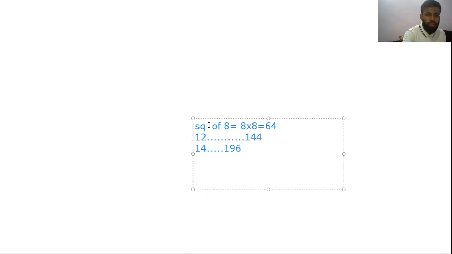And the next property says a square of odd numbers are odd. For example, I say a square of 5. So what is the square of 5? A square of 5 is 25. So see, it's very simple. 5 is an odd number. 25 is also an odd number. And therefore, a square of odd is odd.